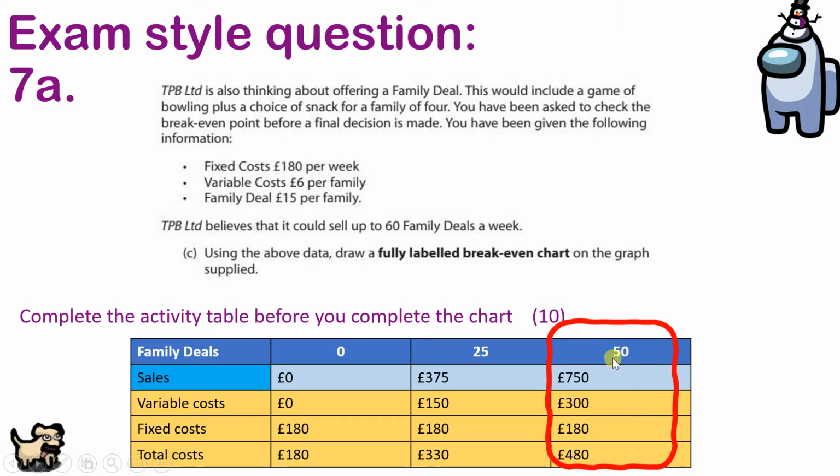So you've got revenue of 50 times £15, so it's 750. Variable costs £300, which is £6 times 50. Fixed stays the same, so variable and fixed together gives you £480.